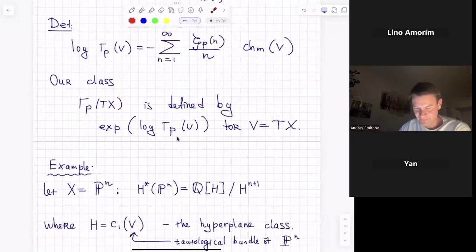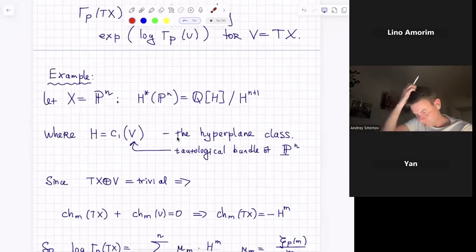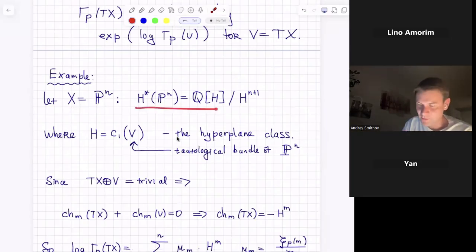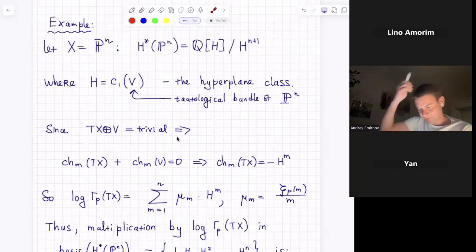So for example, let's do this example related to quantum cohomology for projective space. Let's do things non-equivariantly. The cohomology of this projective space is generated by the hyperplane class with one relation. This hyperplane class is the first Chern class of the tautological bundle V. Now, if you want to compute its p-adic gamma class, you know that the tangent space plus the tautological bundle is a trivial bundle over projective space.